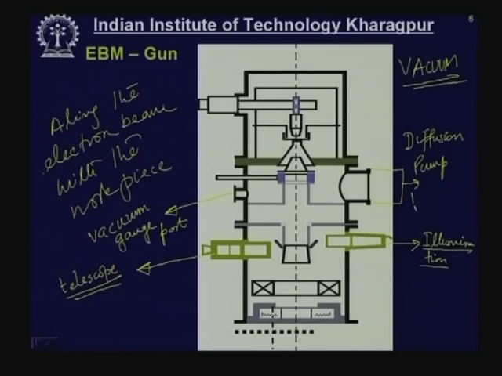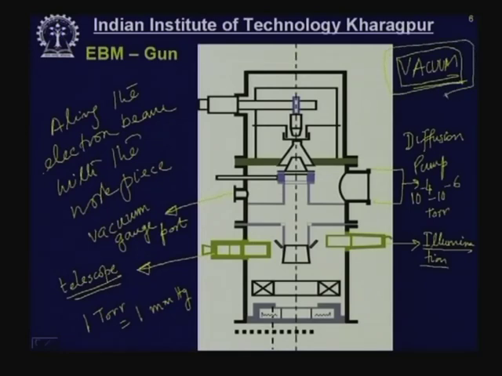What is the level of vacuum? Level of vacuum is 10 to the power minus 4 to 10 to the power minus 6 torr. I hope you must be knowing that 1 torr is equivalent to 1 mmHg pressure. That means the pressure of 1 millimeter of mercury is 1 torr, and we are maintaining 10 to the power minus 4 to 10 to the power minus 6 torr within the electron beam gun. So, this is the construction of the EB gun. Always I am saying electron beam guns are operated under vacuum.